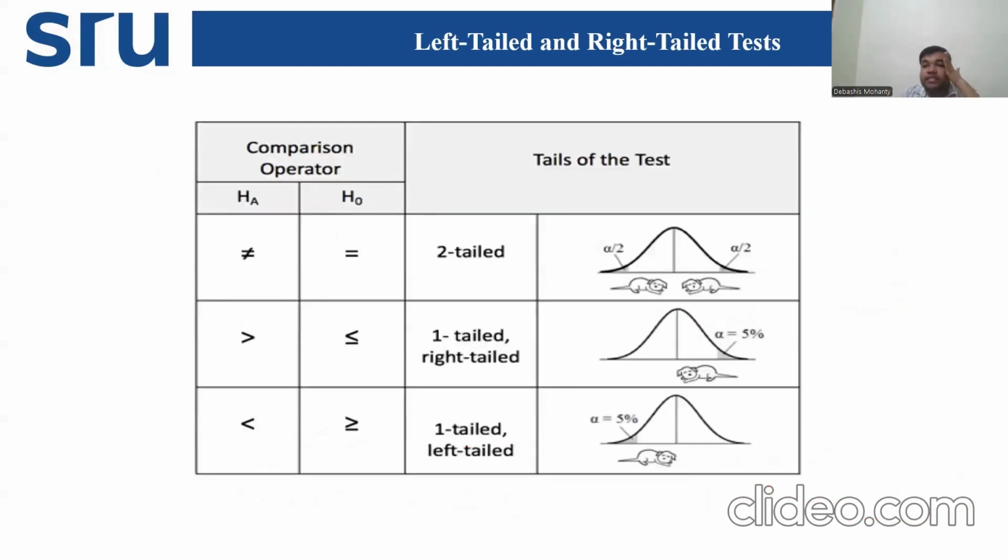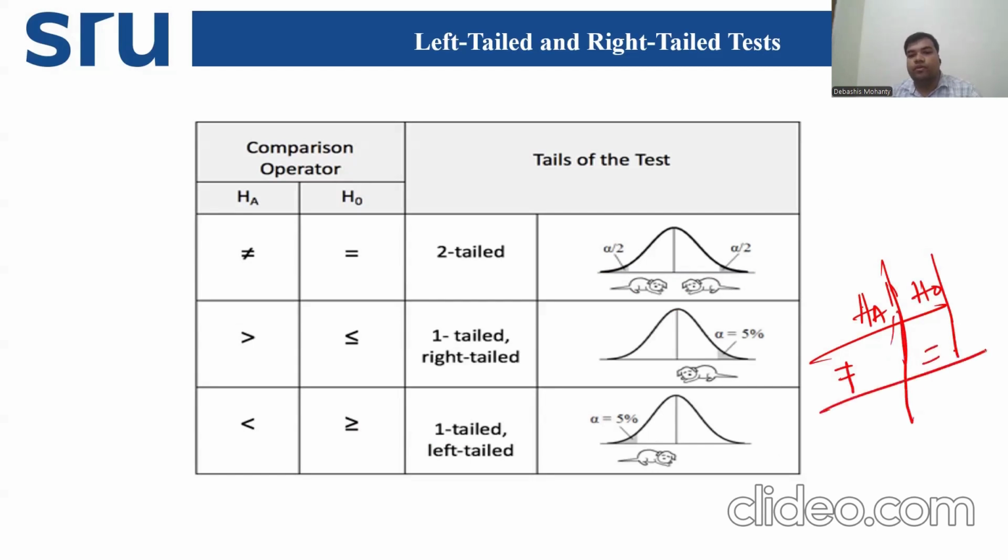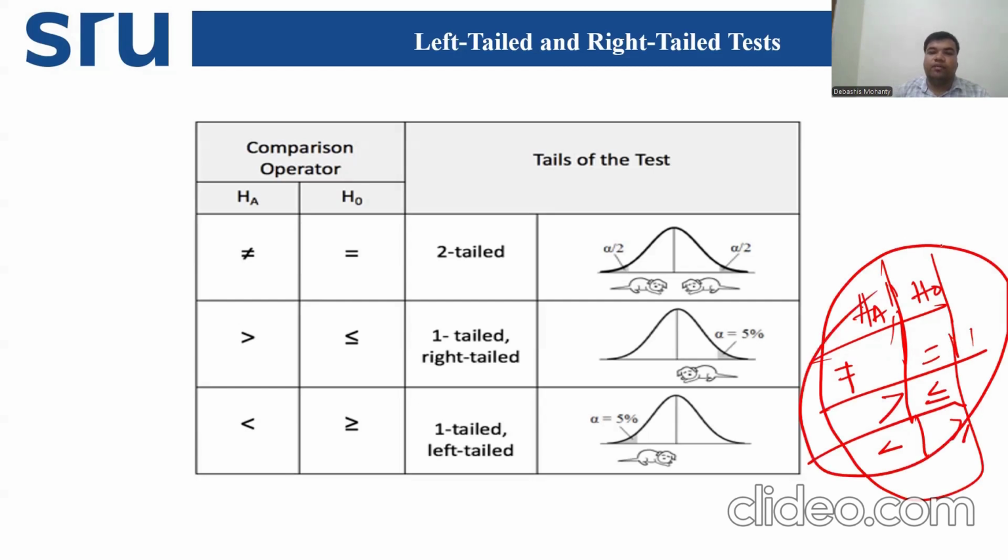So students, after that, see this table. This is about the left-hand and right-hand concepts, that is, the comparison parameter. Here HA is the alternative hypothesis and H naught is the null hypothesis. If the alternative hypothesis is not equal to, automatically the null hypothesis will be equal to. If it is a greater value, the null is always less than or equal to. And if it is a lesser value, the null is always greater than or equal to. So this is all about the comparison operators.